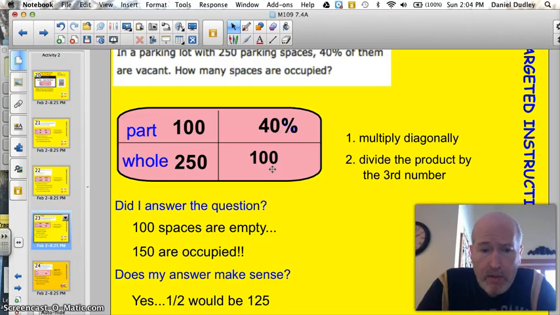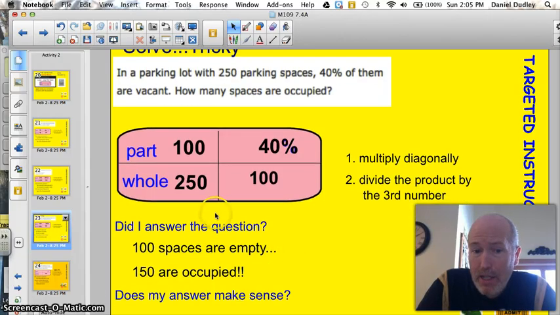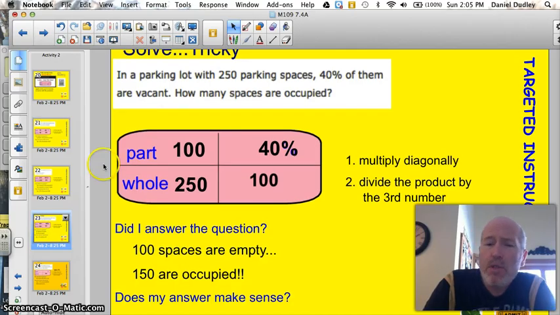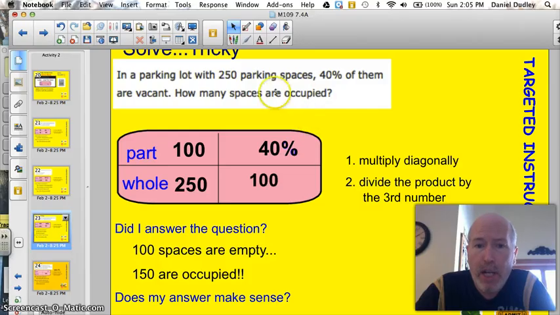Okay, did I answer the question correctly? How many spaces are occupied? No, I didn't. 100 spaces are empty. I have to go back in and subtract 250 minus that 100, and I find out that there are 150 that have cars in them, that are occupied. See how easy it is to make a mistake? You use the box to get the answer, but sometimes you have to tweak the answer to make sure you're answering the question.